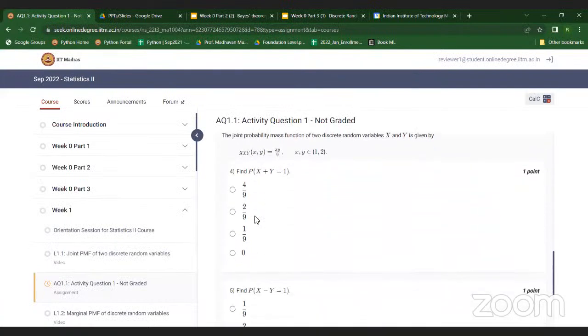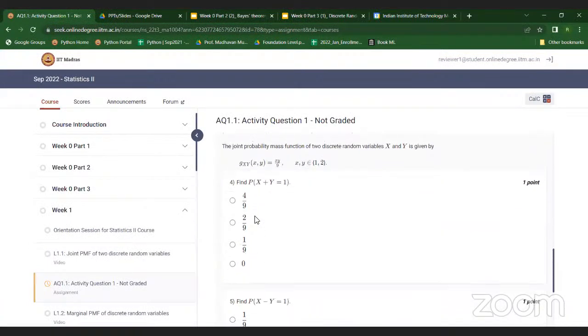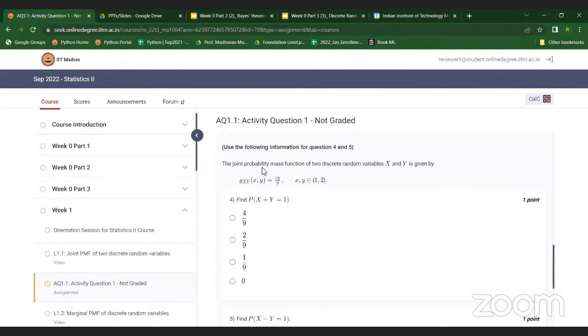Let's move on to the next one. The joint probability mass function of 2 discrete random variables x and y is given by g(x,y) equals xy by 9, where x, y belong to {1, 2}. Find the value of P(X plus Y equals 1).